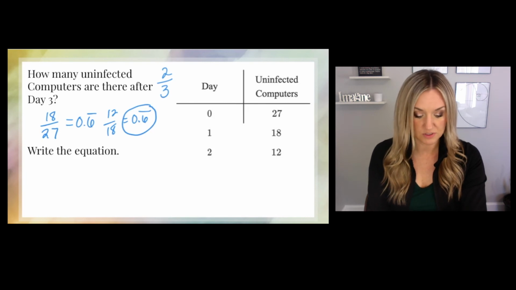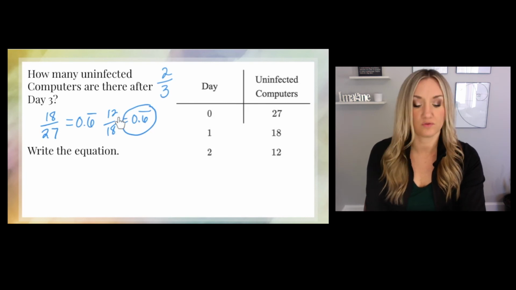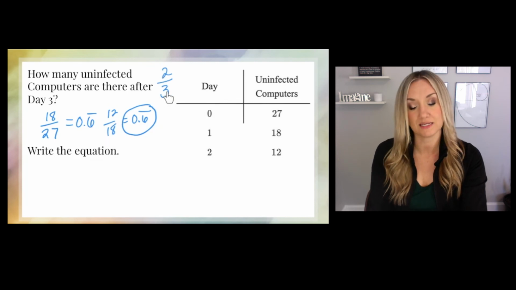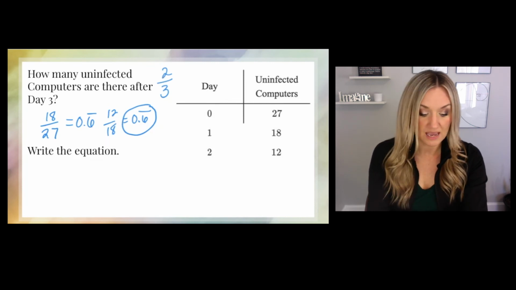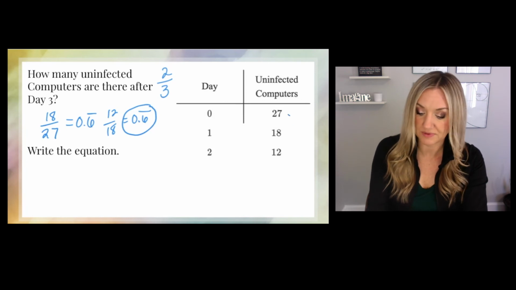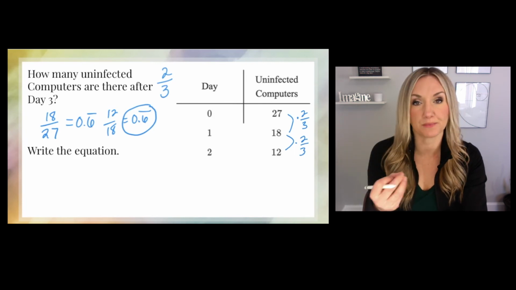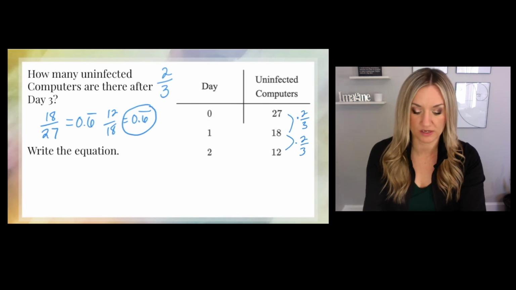So basically we're taking the 12 over 18 and dividing by 6. So 12 divided by 6 is 2 and 18 divided by 6 is 3. And since that's our multiplier, each time it is multiplying by 2/3, because that's the exact number and I don't want the rounded number in my equation.